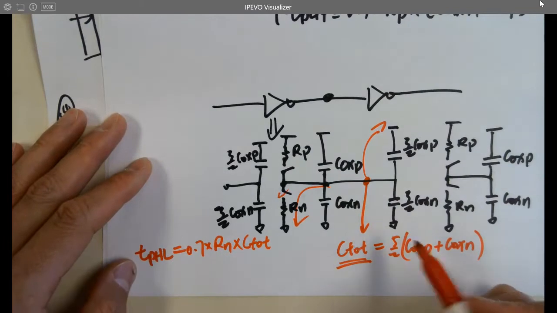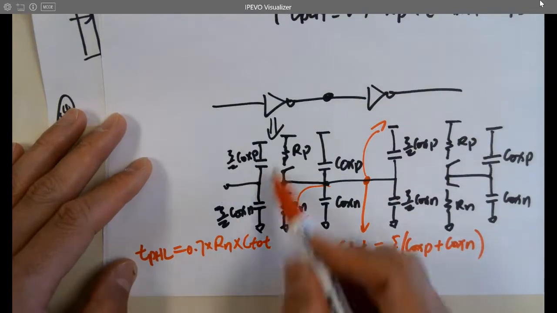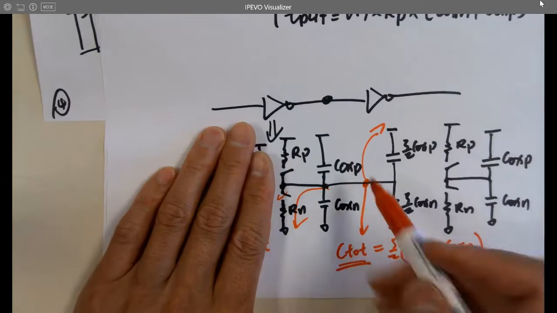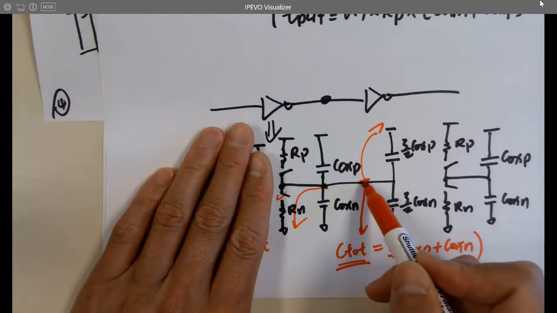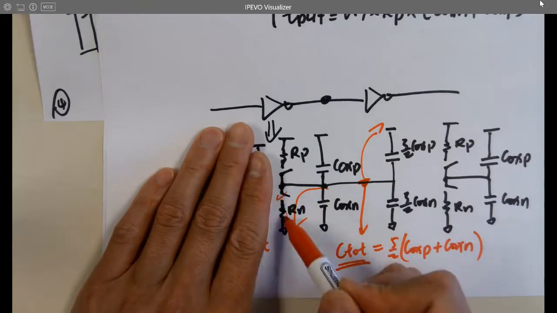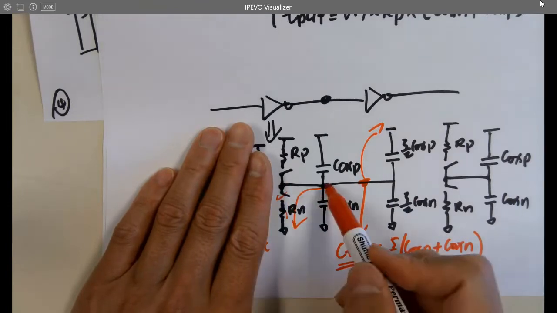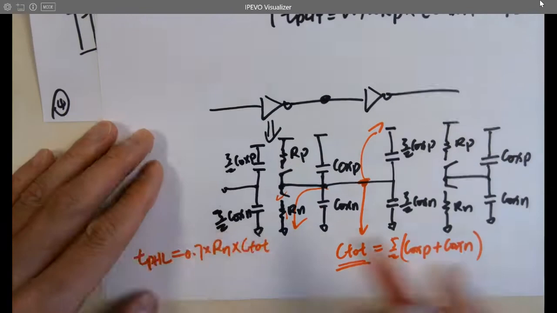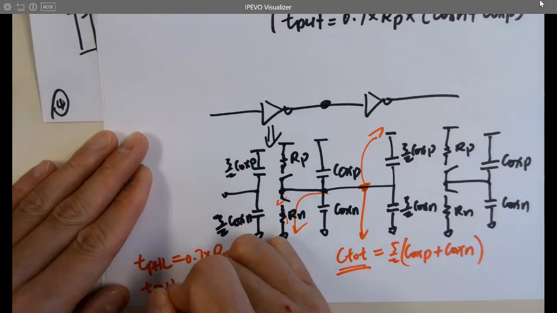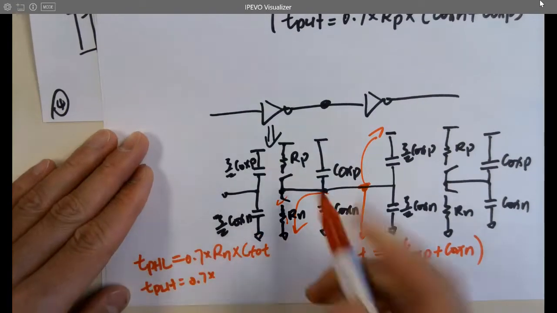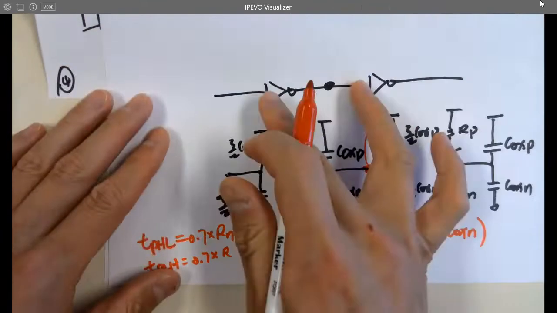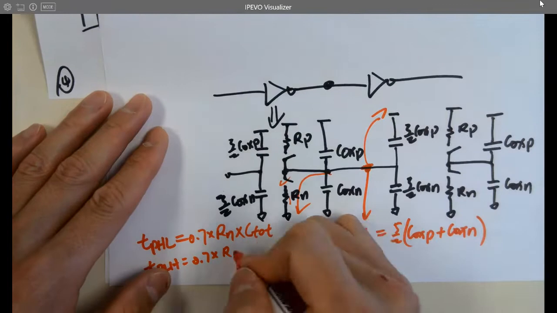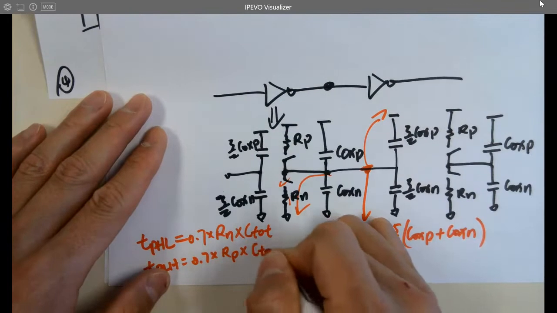No, this is C in, right? If you look at this node, these are only the 4 caps physically shorted to this node, and this is the only resistor shorted to this node. This switch is off, right? TPLH equals 0.7 times this RP. They can have different sizes, but it's going to be this RP times C total.